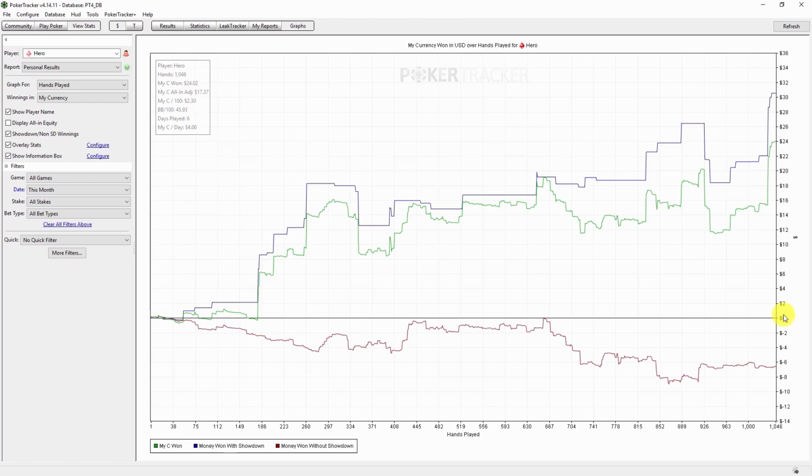Just understand the difference between your red line and your blue line is this is non-showdown winnings, this is showdown winnings. When we start improving our non-showdown winnings, we are at times going to hurt our showdown winnings because we're not going to go to showdown a lot. We're going to try to get people to fold a lot. When we get them to fold, we're going to push this up, and this will be pushed down a bit. But overall, it should help our green line, which is our overall line.